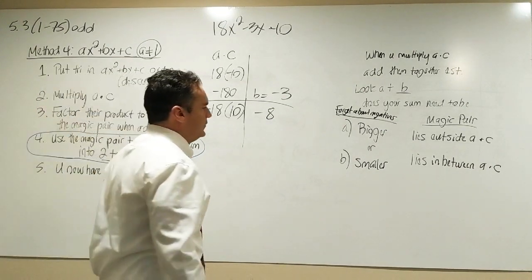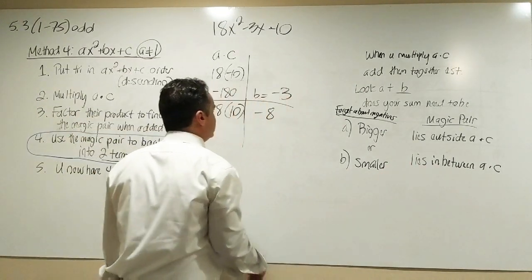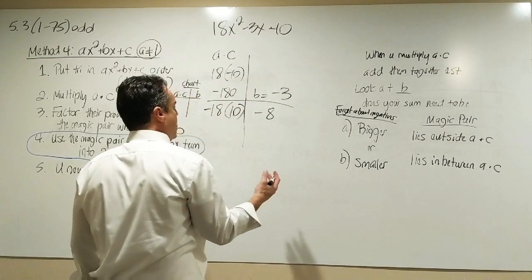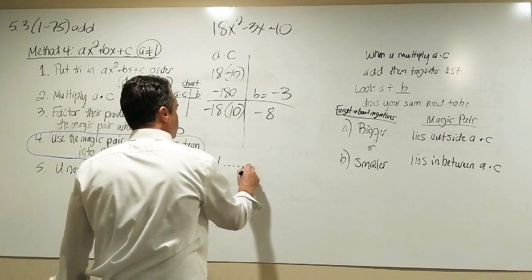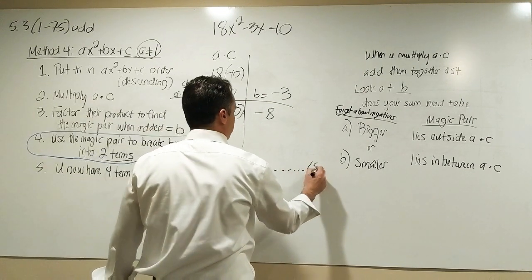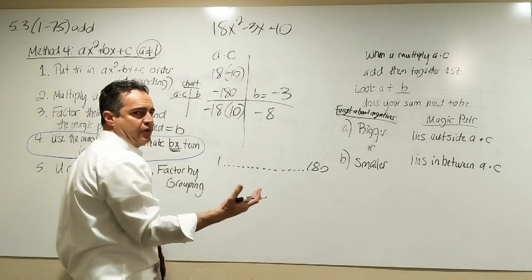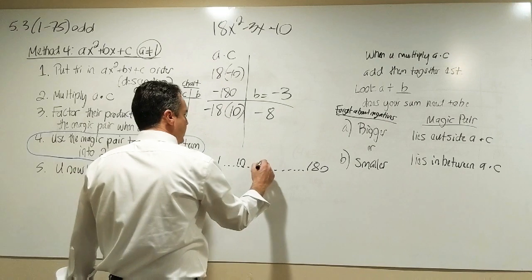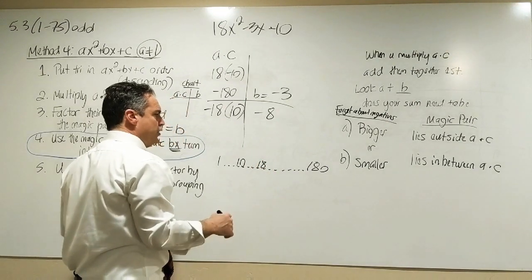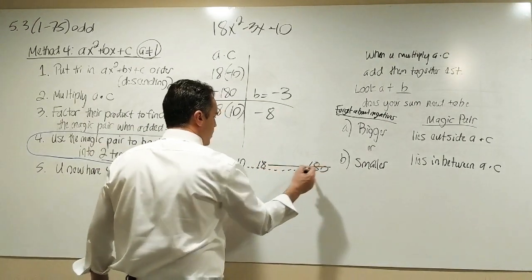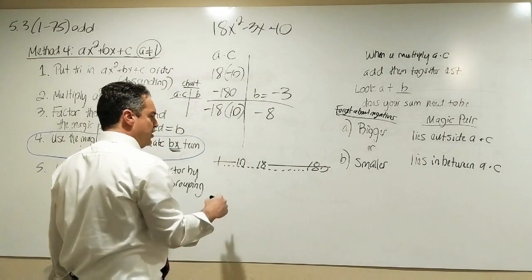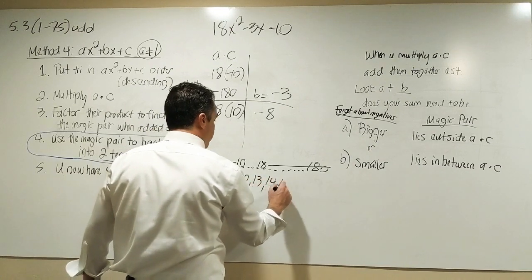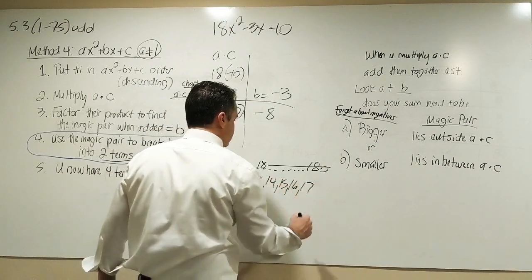Now check it out. That means that my magic pair lies in between 18 and 10. So I need you guys to understand the magic behind this. Between all the numbers between 1 and 180, all the options of factors that exist, I'm telling you that between 10 and 18 lies my magic pair. So nothing from here to here and nothing from here to here exists. And the only numbers that exist between those are 11, 12, 13, 14, 15, 16, and 17.